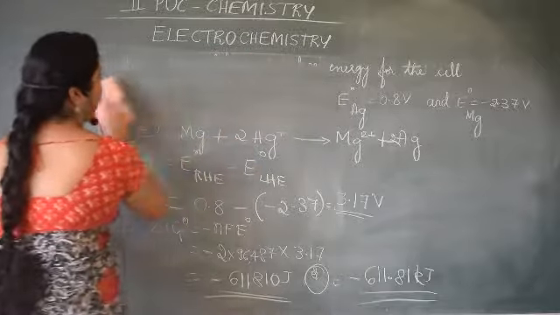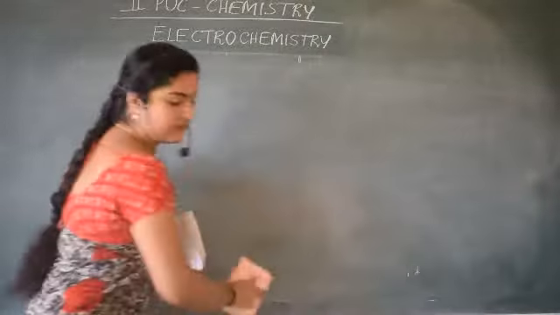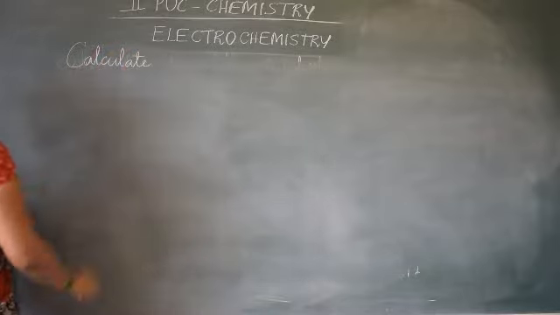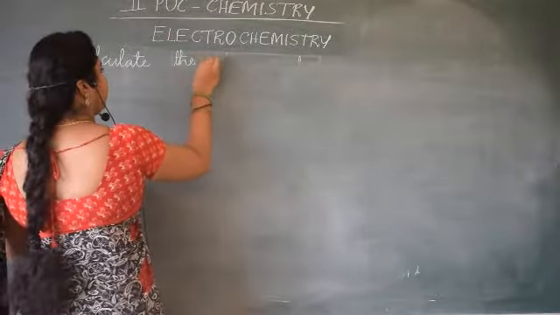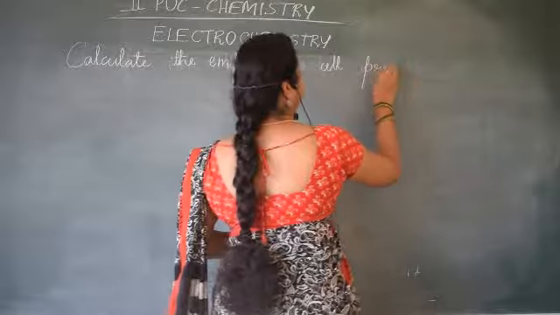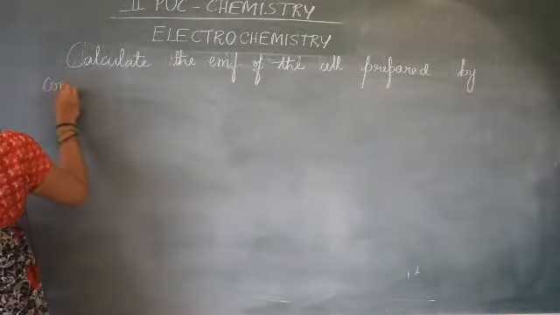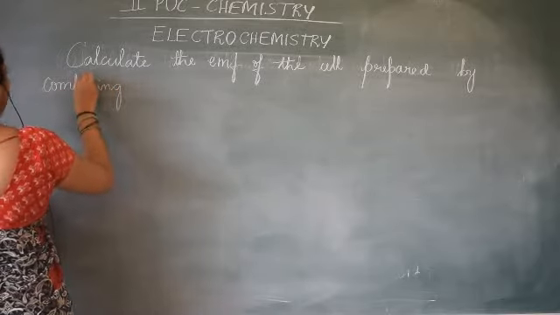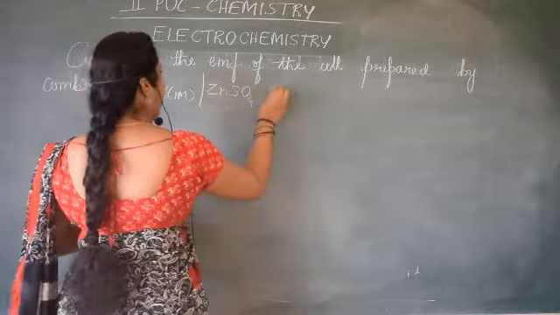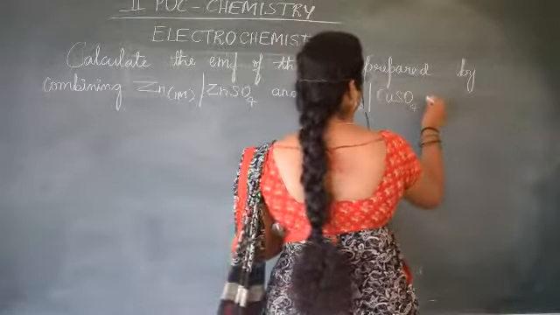Now we will check out one more problem. Calculate the EMF of the cell prepared by combining zinc | ZnSO4 and Cu | CuSO4 at 298 Kelvin.